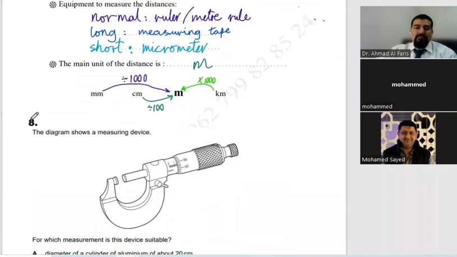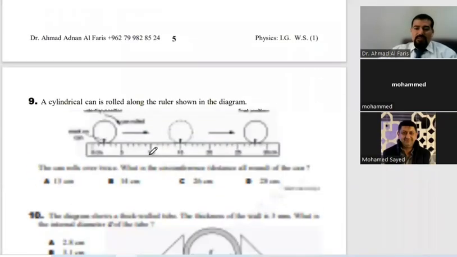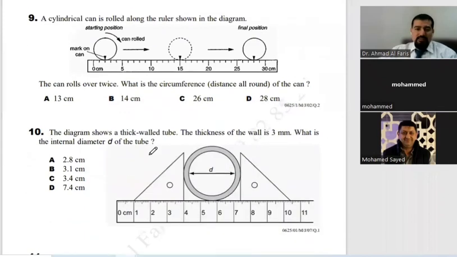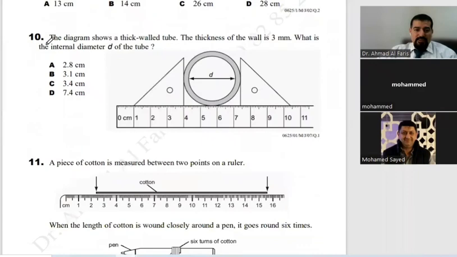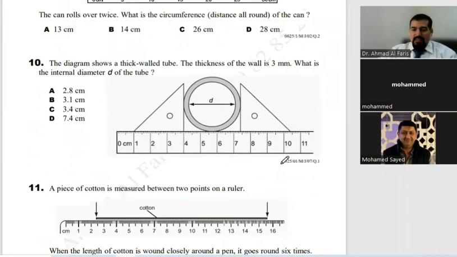Any question? As usual, the multiple choice questions are homework for next lecture. But I want to show you one of these questions, like question number 10. Look at this question. It's from Cambridge, May/June 2007, first question.